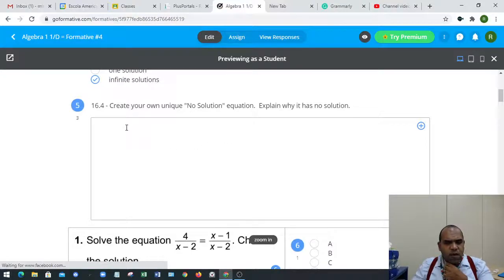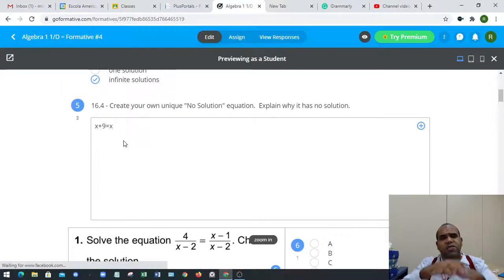This one here: create your own unique no solution equation. I would not do a hard one, but just for you to understand, guys, this is pretty simple. For the equation, you need a variable, x, and a number multiplication, whatever you have. I just write plus 9 equals. The other side of the equation, I need a number and the variable again. Remember, the variable must be the same. If the number is 9, both sides are equal. We have infinite solutions, but I need a no solution.